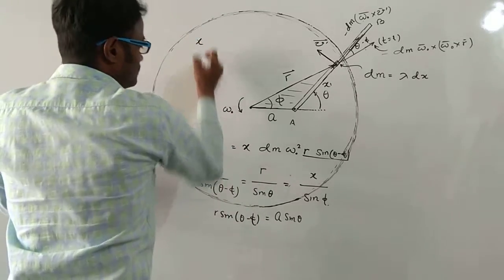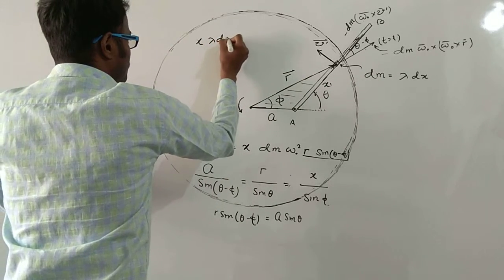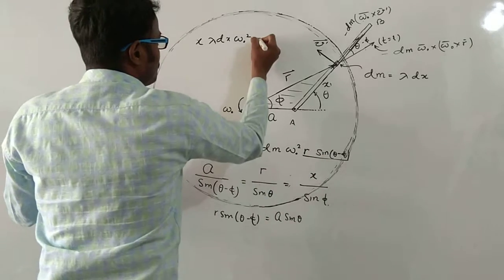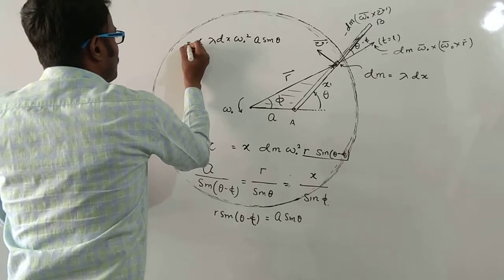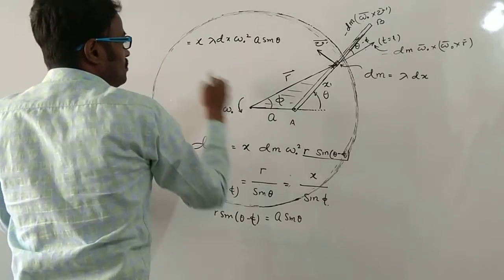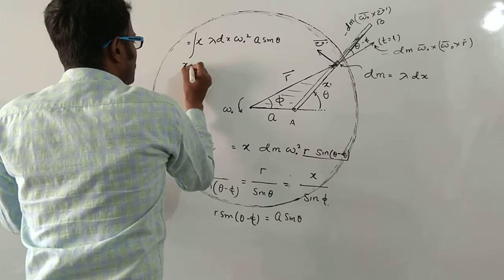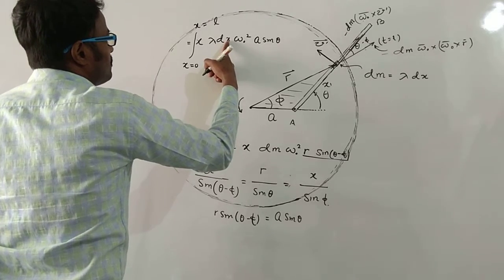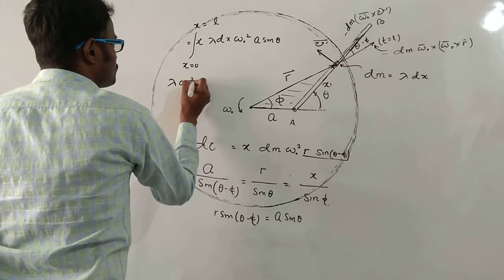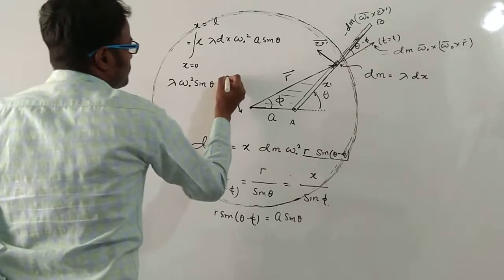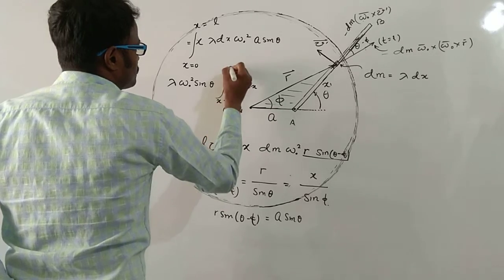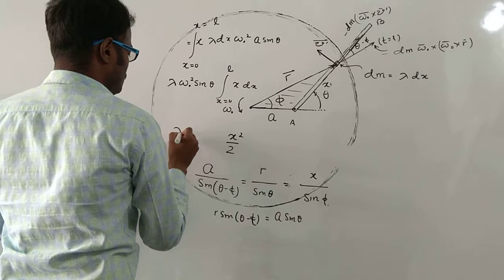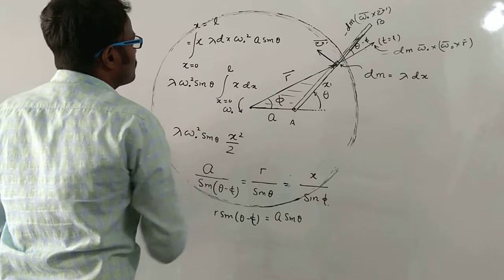we get x, this dm is nothing but lambda dx, the linear mass density, times the square of omega naught, and r sine phi is replaced by a sine of theta. So if we obtain the net torque on the rod, it means we integrate this along x equal to 0 to x equal to L. Within this integration, only x is variable, so taken outside, remaining lambda omega naught square and sine of theta, and only x dx, which is integrated to x square by 2, and lambda omega naught square sine of theta.